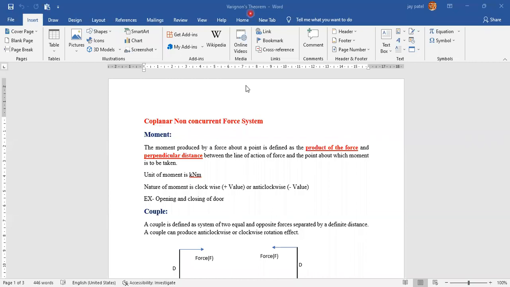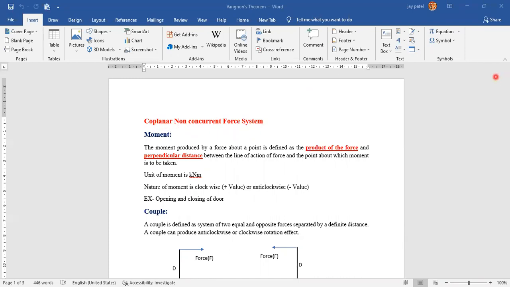At that time, I told all of you we are skipping this topic at this moment, and the concurrent force system will be discussed later on. So we skipped this topic and shifted to module number 2: support reaction, shear force, bending moment. Now we have completed that topic. Now we are going to cover the non-concurrent force system.